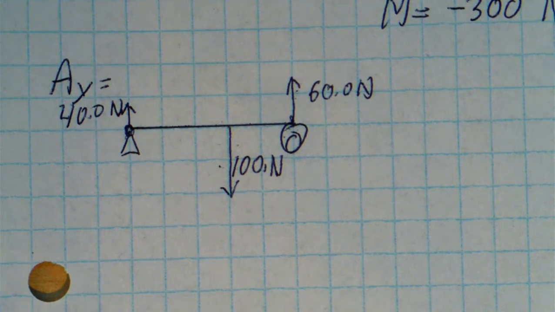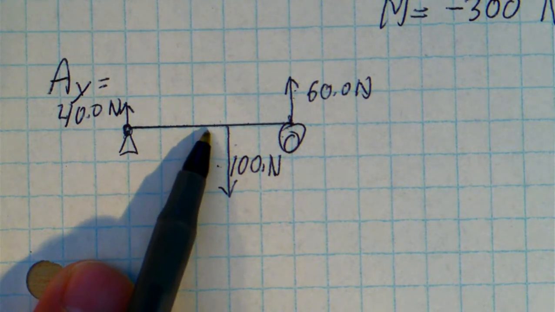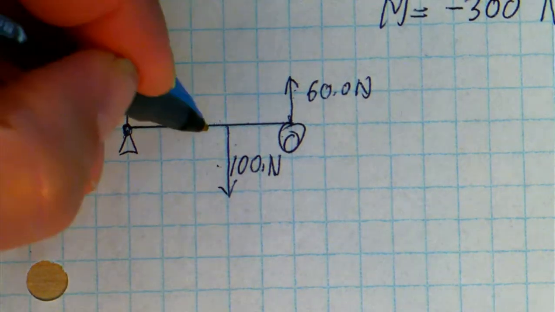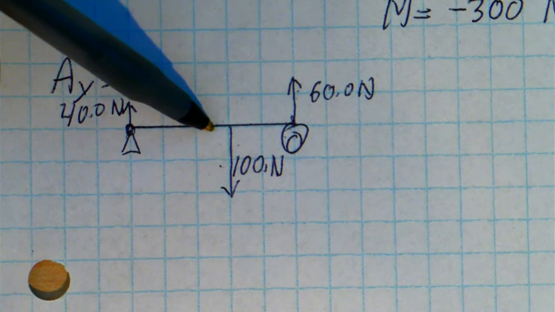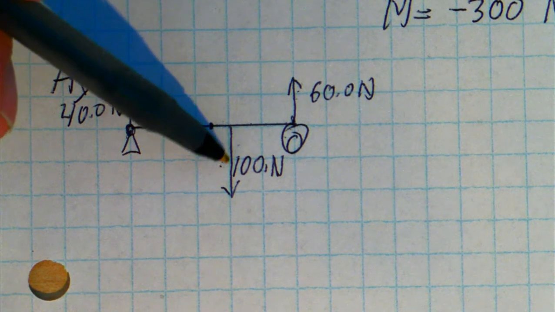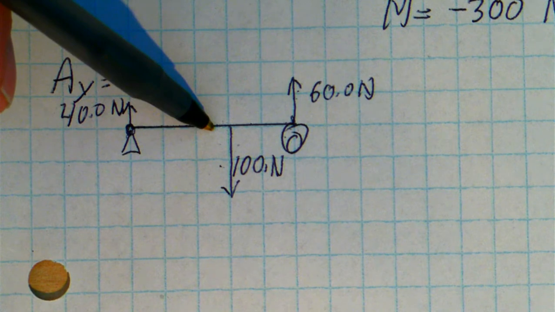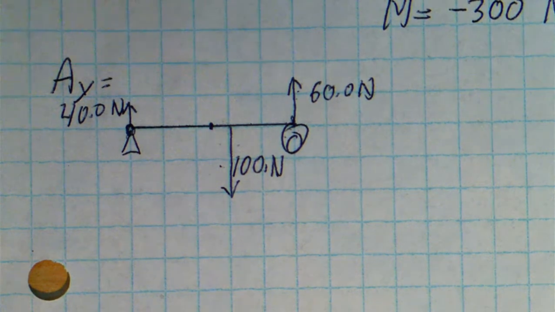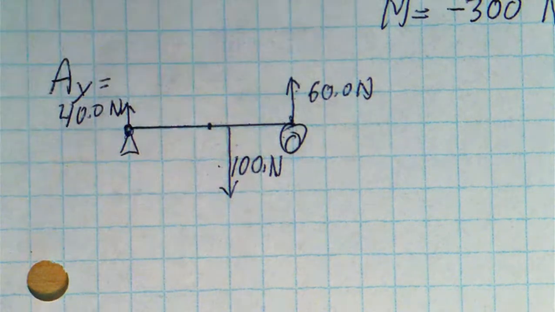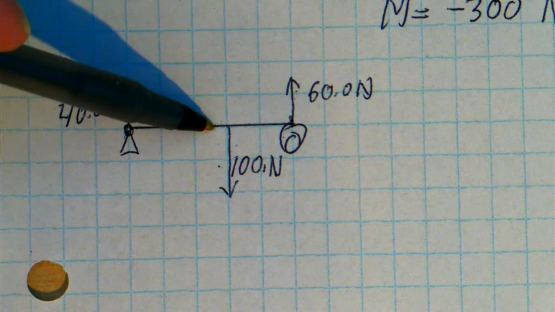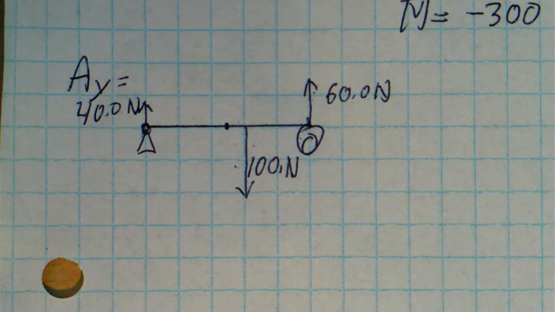Any arbitrary axis of rotation works. I could have picked the very middle of the beam to be my axis of rotation, my pivot point. If I had done that, it would have been 0.5 meters times 100 newtons is 50 Newton meters, negative, right? Negative 50 Newton meters about this axis. And then I would have had more of a math challenge, right?